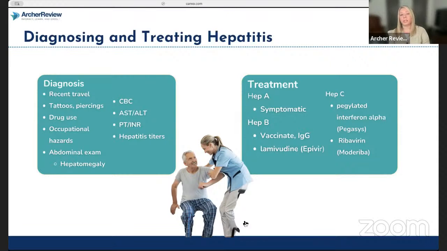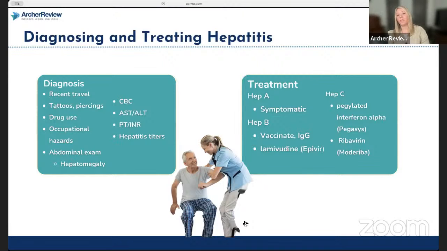Lab testing will include a CBC, liver function testing like AST and ALT, coagulation factors like PT and INR, and hepatitis titers. So treatment-wise, hepatitis A is usually self-limiting. It resolves on its own. So we're just doing symptomatic care, rest, hydration, and very close monitoring.